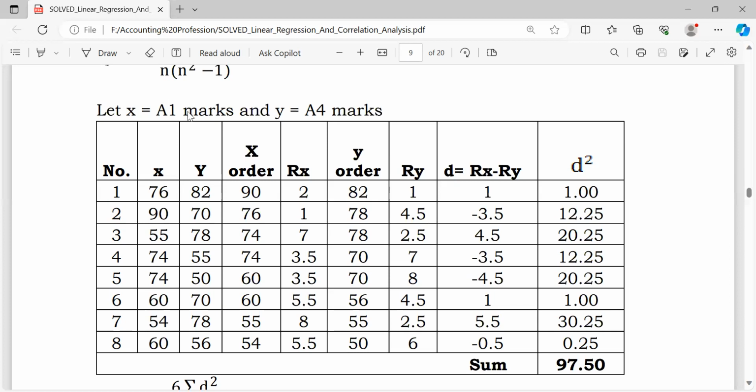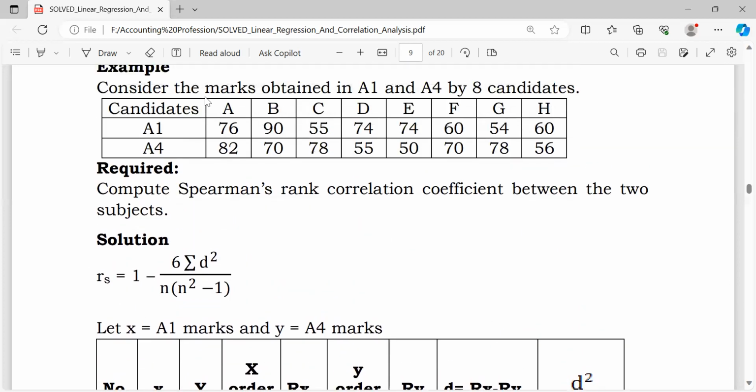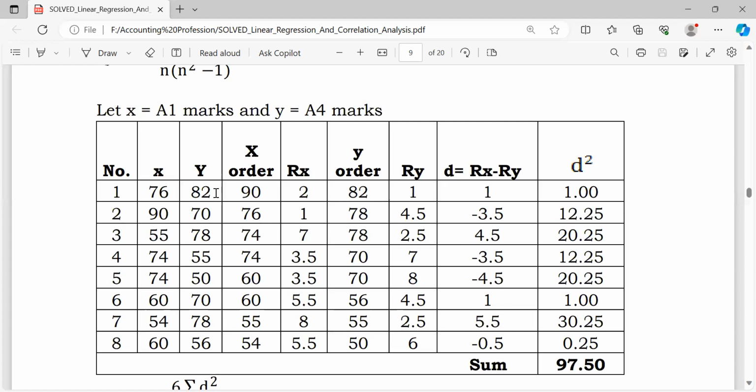Instead of A1 marks, we put here X. And these were the marks for A1: 76, 90, 55, 74, 74. You can see them here. You just copy them as they are first. And then for A4, which is Y, 82, 70 up to 56. I just copied 82, 70 up to 56, and here for X.